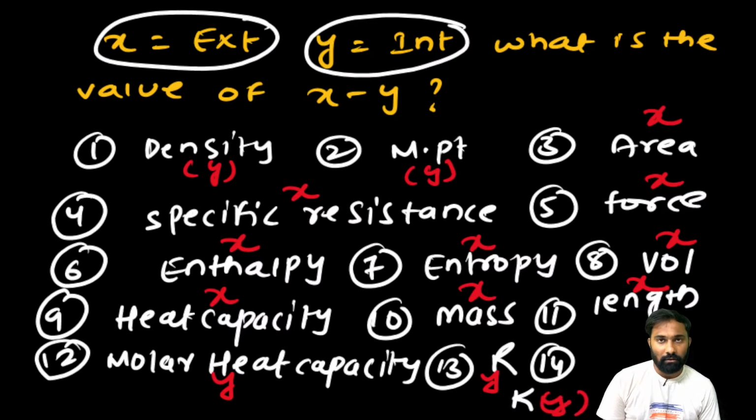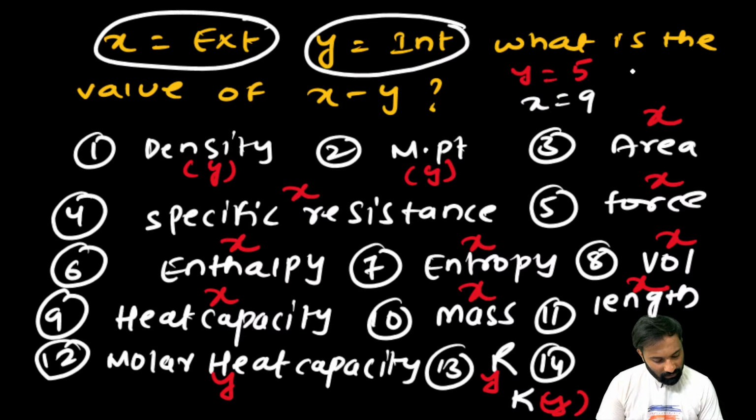That is clear. Now how many y are we having? 1, 2, 3, 4, 5. So y is equal to 5, and the remaining all will be which one? The remaining all will be extensive properties. Clear? Now x will be 9. Now 9 minus 5, so x minus y will be equal to 4, not 2. Okay? It will be 4.